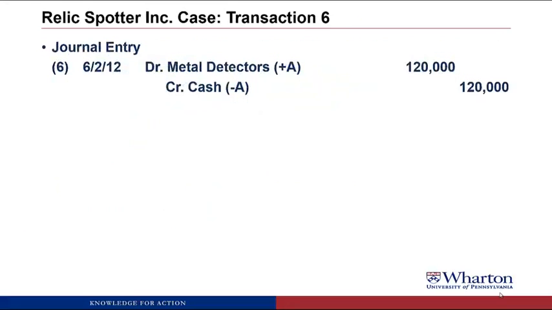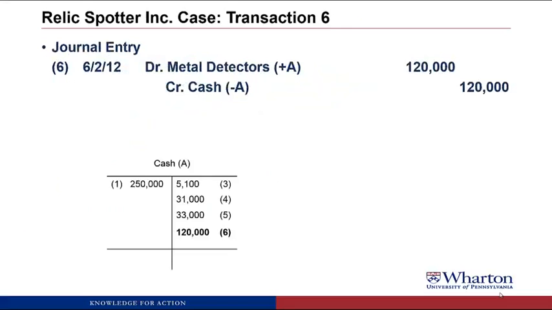Then we need to post this one to T accounts, so it's another credit to the cash T account, and we create a new T account for metal detectors.